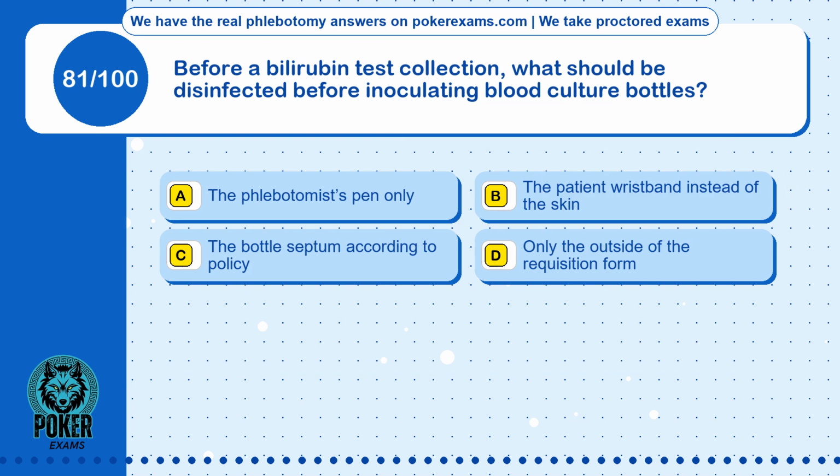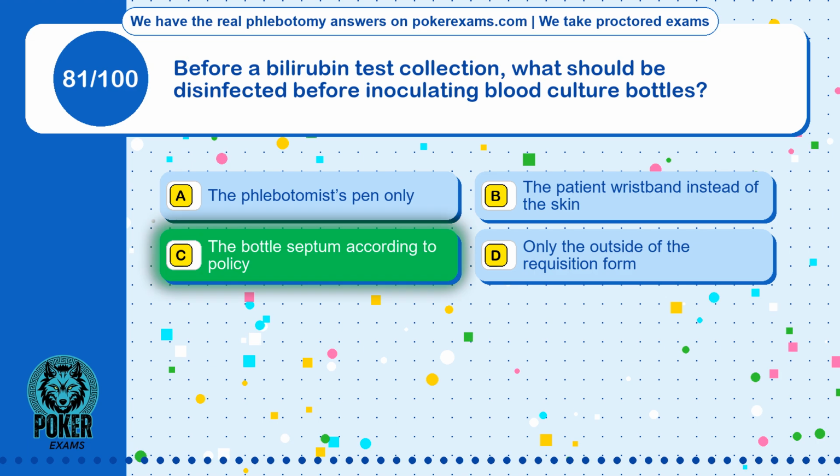Question 81. Before a bilirubin test collection, what should be disinfected before inoculating blood culture bottles? Option A. The phlebotomist's pen only. Option B. The patient wristband instead of the skin. Option C. The bottle septum according to policy. Option D. Only the outside of the requisition form.